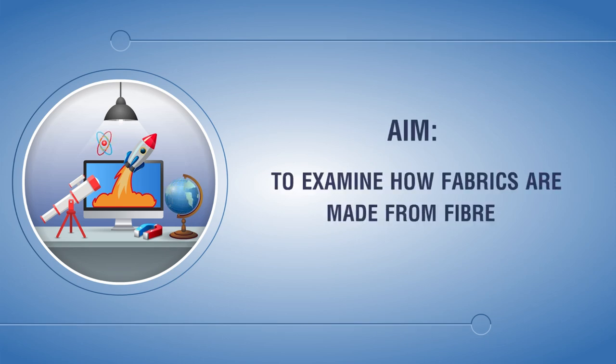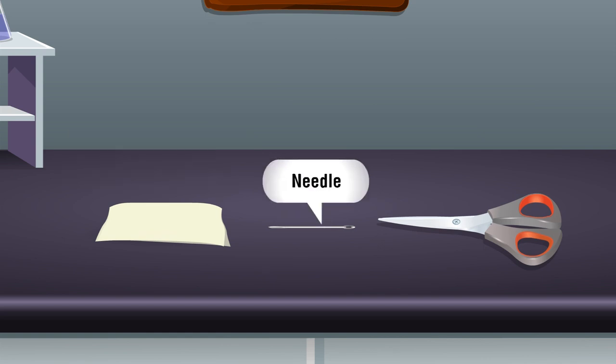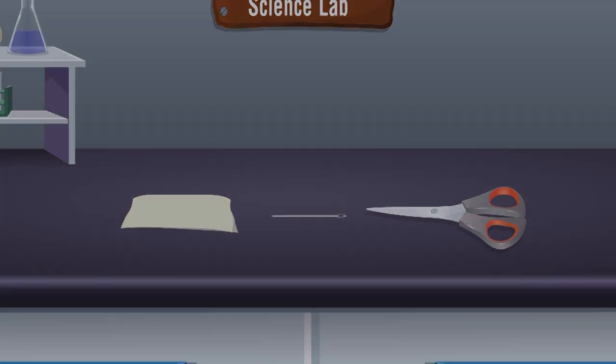Examine how fabrics are made from fiber. Materials required: a piece of cotton fabric, needle, scissors.